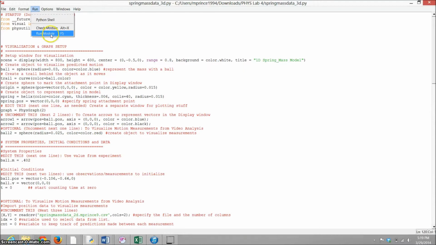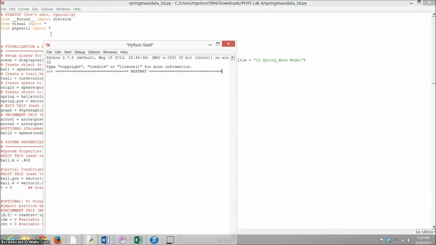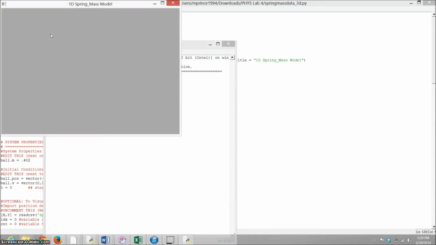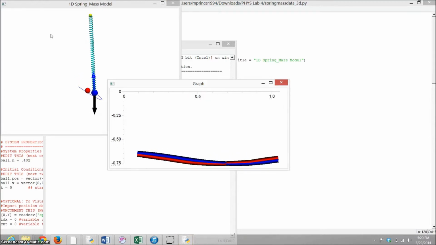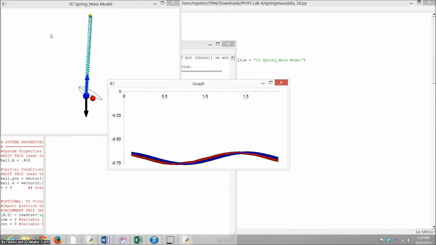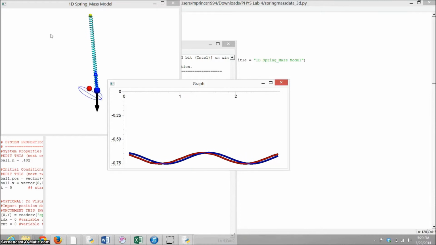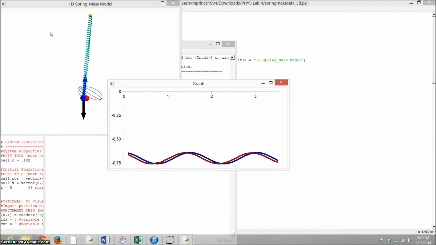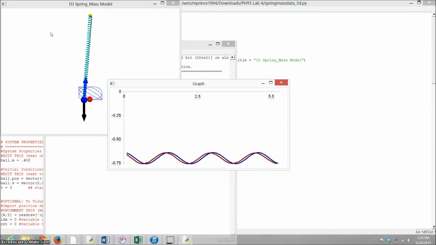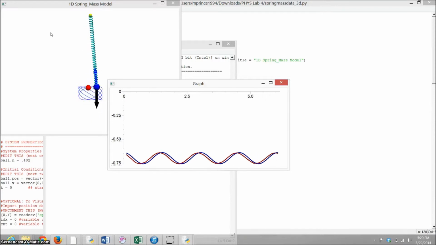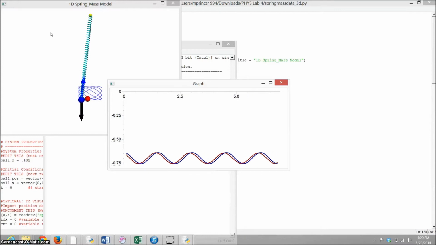Running the code, the blue ball is the computer model and the red ball is the tracker data. The spring system moves in elliptical motion. The blue arrow is the spring force, while the black arrow is the gravitational force. The two data sets look nearly identical, with slight difference, which is caused by the drag force affecting the spring and slight rounding error in mathematics.